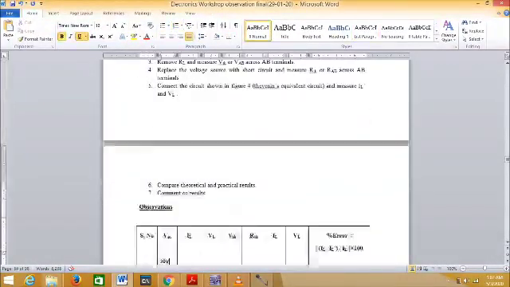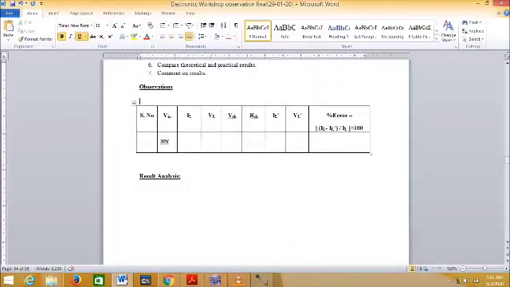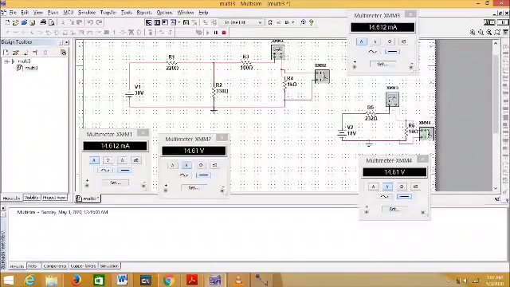See here, the percentage error can be calculated in the tabular form I have shown you. The percentage error can be calculated either by using ILs or else VLs. The percentage error is equal to IL minus IL dash, divided by IL, into 100. IL dash means the current through load resistance in Thevenin equivalent circuit, and IL is the current through the actual circuit. In place of IL you can use VL also. You can notice that the voltage across the load resistance of the Thevenin equivalent circuit and the actual circuit is same.